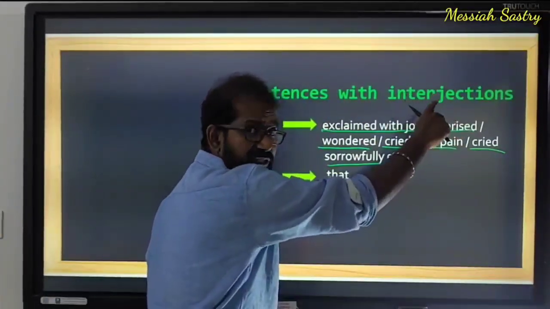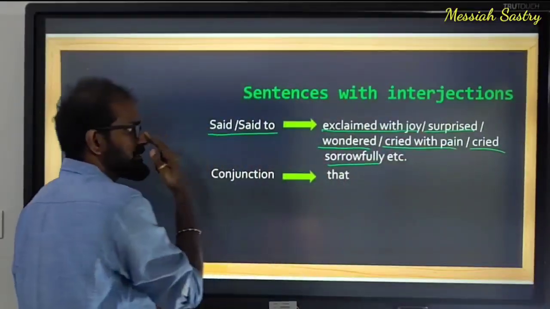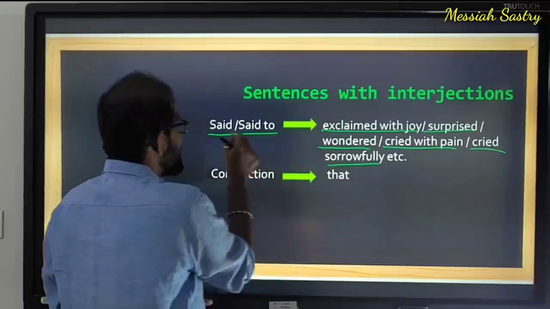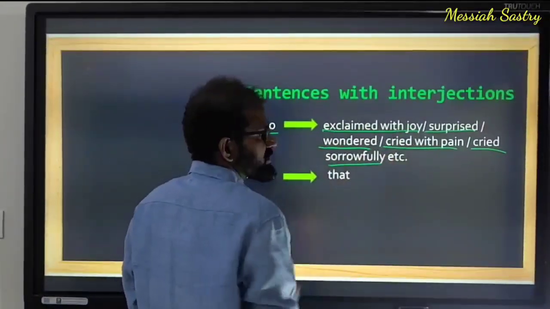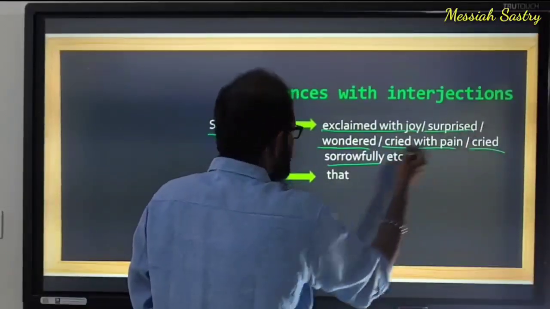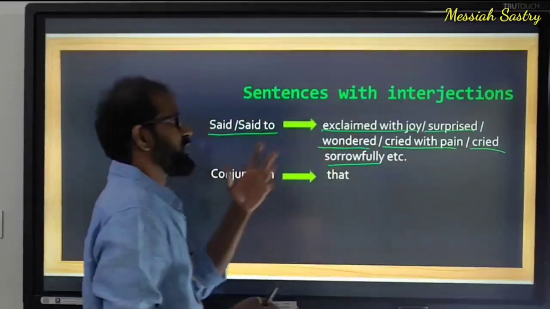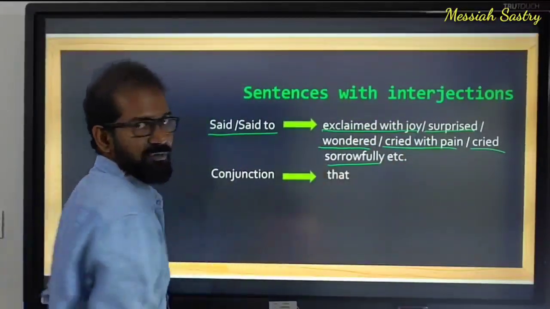We are discussing sentences with interjections. When a sentence comes with an interjection, the reporting verb said or said to changes to exclaimed with joy, exclaimed with surprise, wondered, cried with pain, or cried sorrowfully. Based on the interjection, we change it. And as the conjunction, we use that.